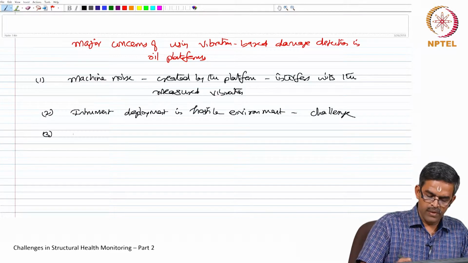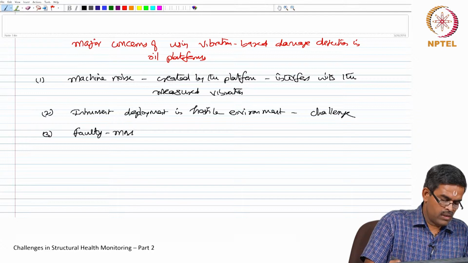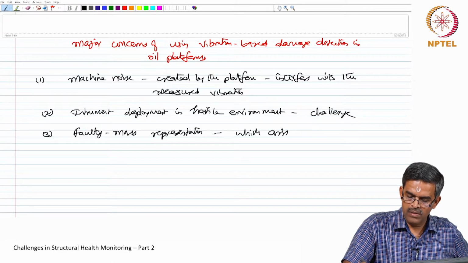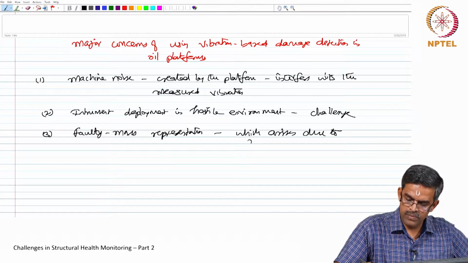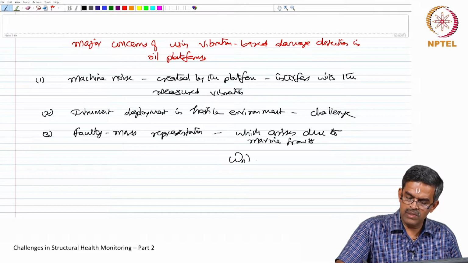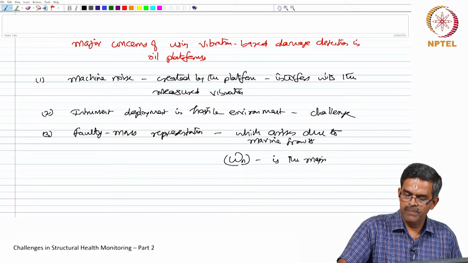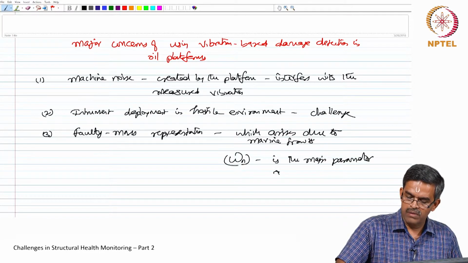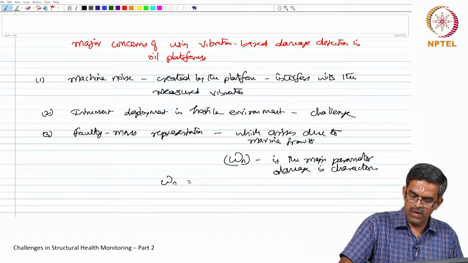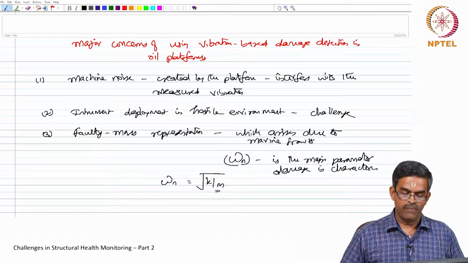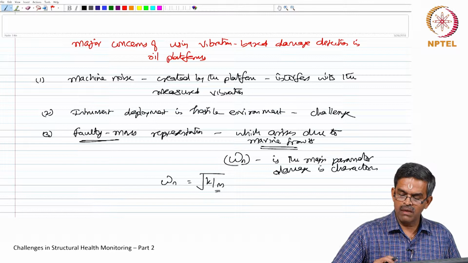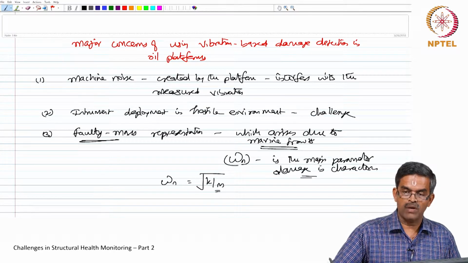The third one is about a faulty mass representation. This arises due to marine growth. You know, in vibration based damage detection, natural frequency of the system is the major parameter based on which damage is characterized. And we all do agree this is a function of stiffness of the system and mass of the system. When there is a faulty mass which arises on the platform due to marine growth, it does not exactly give you the damage characterization as simple as it applied to other structures.